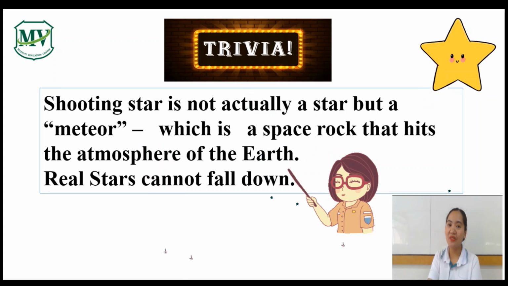Okay class, it's trivia time. A shooting star is not actually a star but a meteor, which is a space rock that hits the atmosphere of the Earth, because real stars cannot fall down.